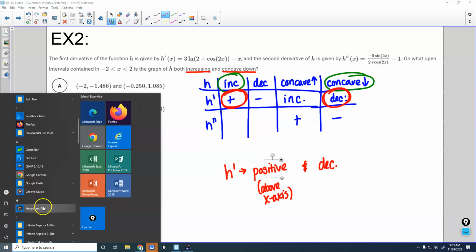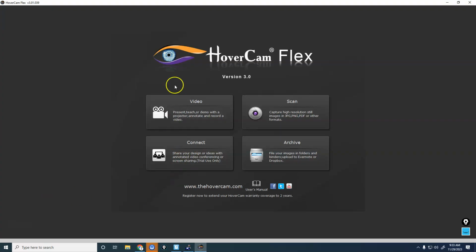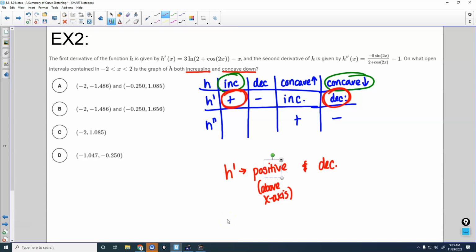So let's look at the calculator here. Go ahead and type in that equation. I need to write it bigger so you guys can see it. You are typing in h prime of x equals 3 natural log of 2 plus cosine 2x minus x.